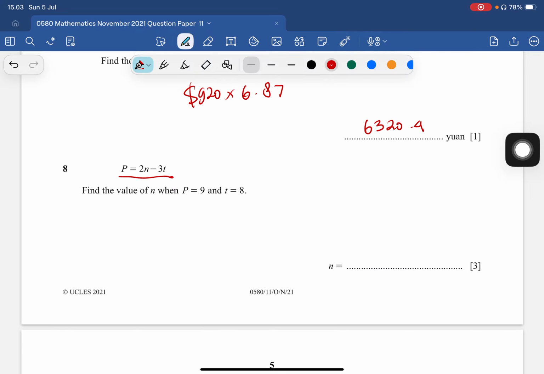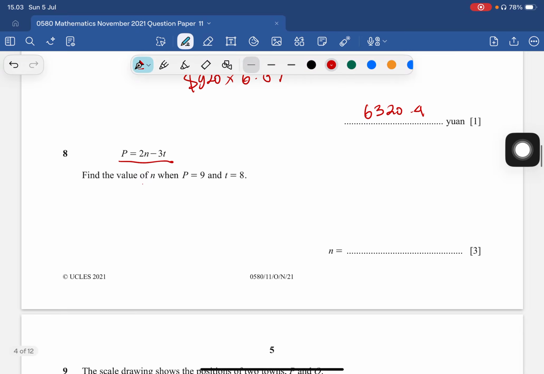We got the equation P equals 2n minus 3t. Find the value of n when P equals 9, T equals 8. We can just substitute. So this is 9 equals 2n minus 3 multiplied by 8. We just substitute the value of P and T.